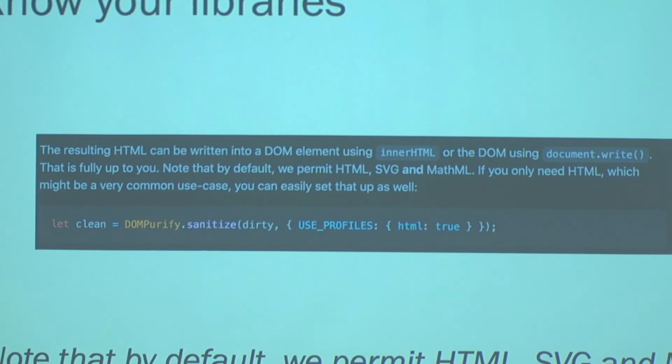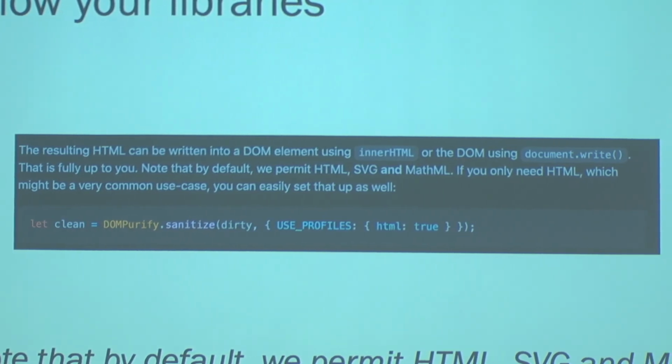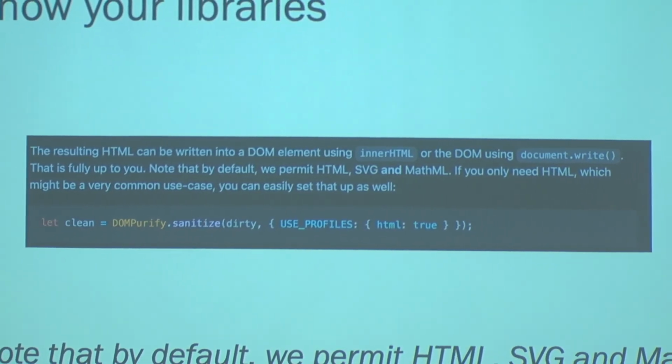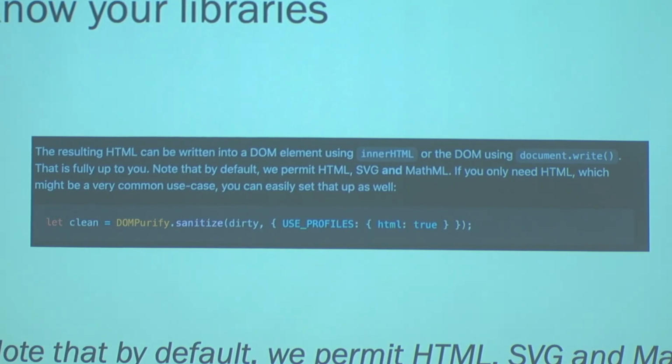So if you look at the screenshot from the README, they say, "Note that by default, we permit HTML, SVG, and MathML." Okay, what does that even mean? I mean, we're talking about allowing users to provide a set of HTML. Do we want them to provide SVGs? What's the risk there? What even is MathML? Well, I know, but only because of incident response and stuff. But yeah, we know about MathML.